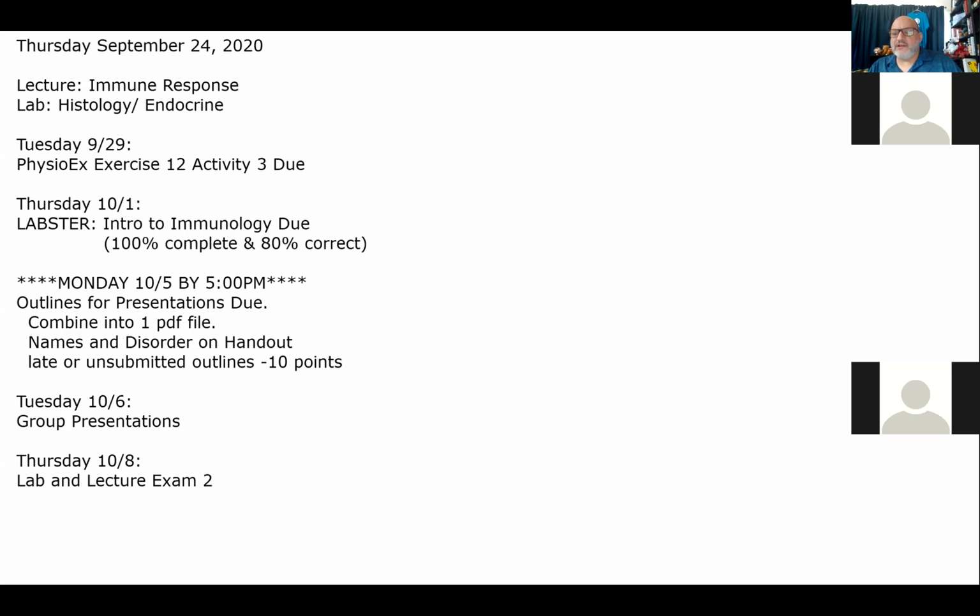No, so yes, it's one outline per group. So the entire group should combine their information into one handout. I want one outline, because again, it's a group presentation. You're not doing 3 individual presentations. You're doing one presentation. So I want one outline for the entire presentation, with everybody in your group's name on it. All right. Any other questions?